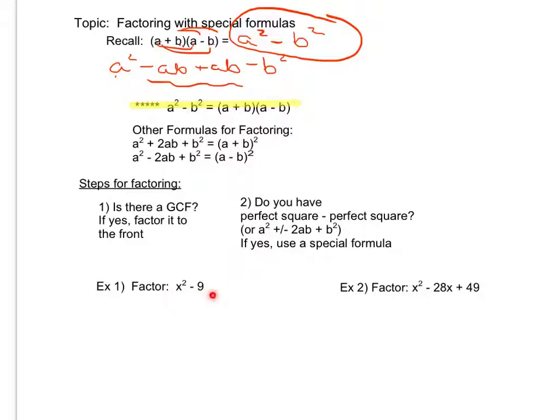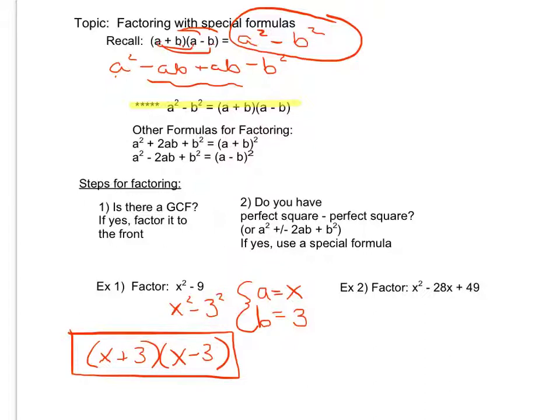So first thing I do is I look at example 1 and I ask myself, is there a GCF? I see that there's nothing that both of these terms can be divided by. So the next thing I ask myself is, do I have perfect square minus perfect square? And I notice that yes, I do. This is the same thing as x squared minus 3 squared. Therefore, I can say that I have an a squared minus b squared, where a, the first thing being squared, is x, and b, the second thing being squared, is 3. Well, therefore, according to my formula, a squared minus b squared is a plus b times a minus b, and I want to use x because x is my a. And now I am in my factored form.